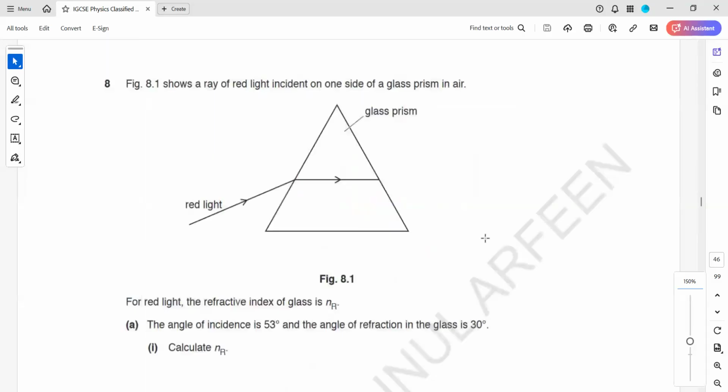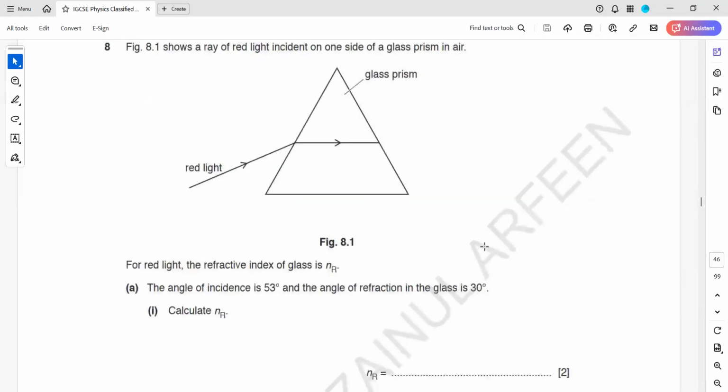Next: Figure 8.1 shows a ray of red light incident on a side of a glass prism. For red light, the refractive index is NR. The angle of incidence is 53 and the angle of refraction is 30. Calculate NR. The angle at which the red light is incident is 53, and the angle at which it refracts is 30.